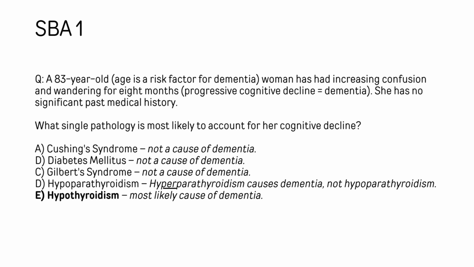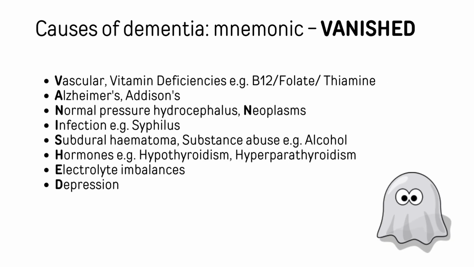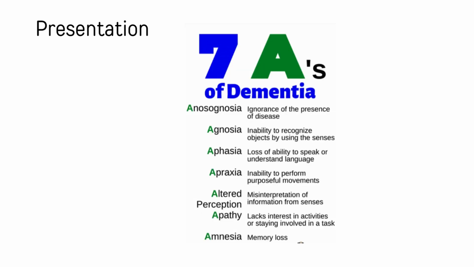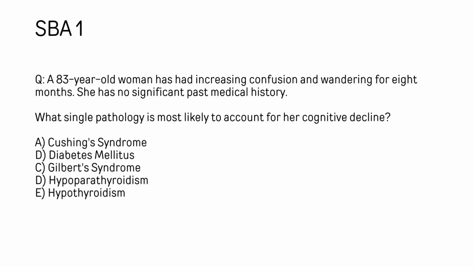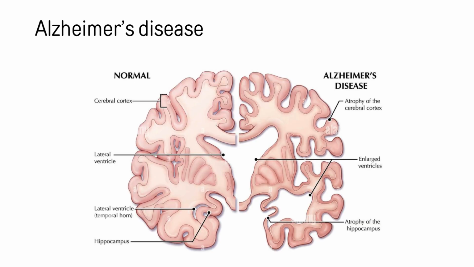None of them are causes of dementia. If you go back to the mnemonic VANISHED, none of them are causes of dementia. The main ones I would have it between are D and E. Hyperthyroidism is a cause of dementia, not hypothyroidism. So high levels of the parathyroid hormone is a risk factor of dementia. And the correct answer is actually E. So hypothyroidism is the most likely cause of dementia. All of the others are not causes of dementia. And the trick was with D, it is hyperthyroidism, not hypothyroidism.